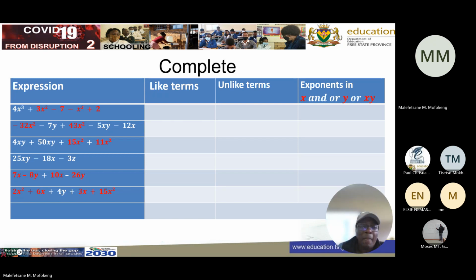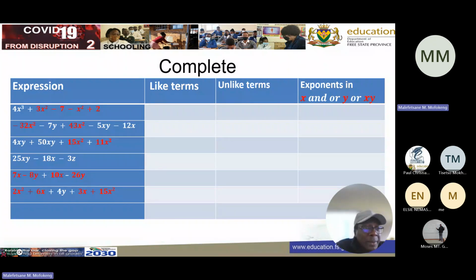Number 4: 7x minus 8y plus 10x minus 26y. Now, here, all of them are like terms. 7x and 10x are like terms because they have the same variable. 8y and 26y are also like terms. In this one, we don't have unlike terms. And the exponent of x and y is 1.